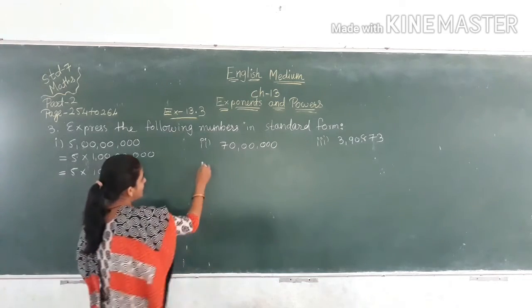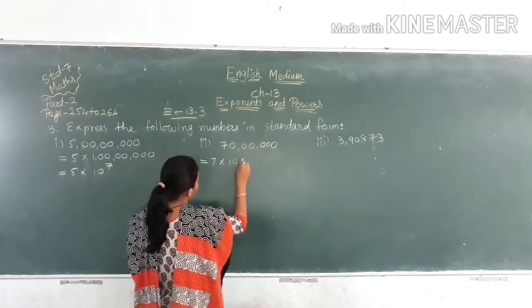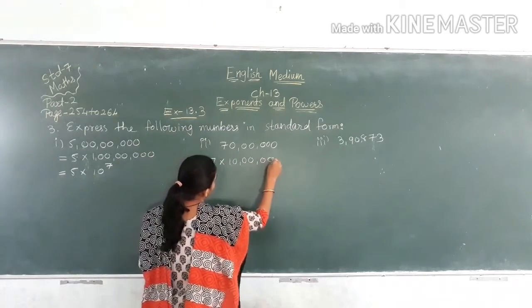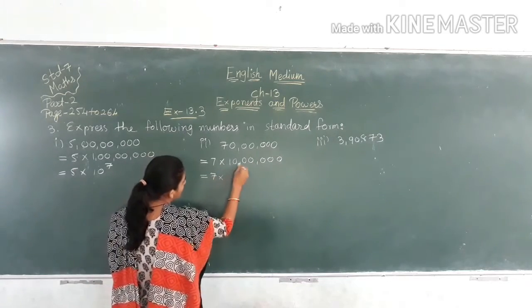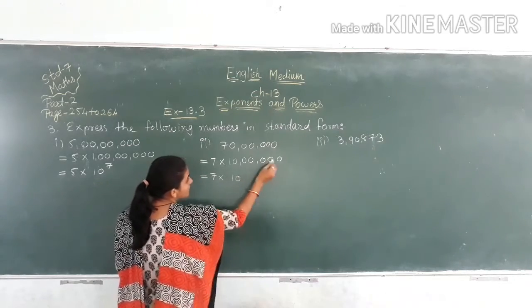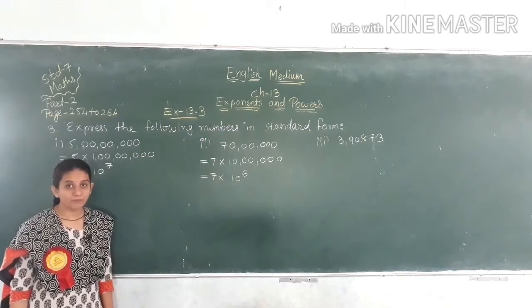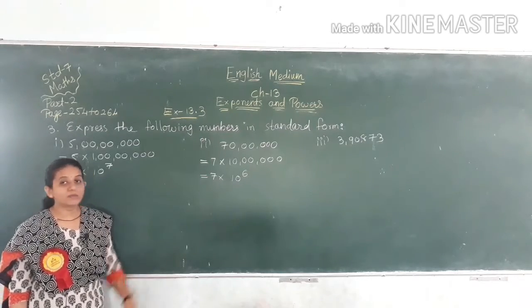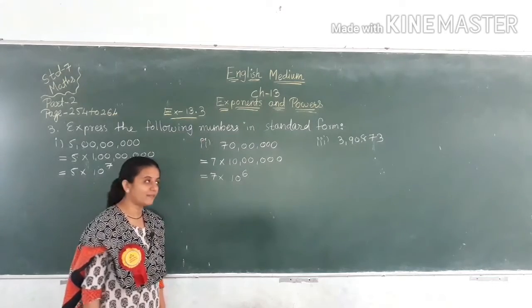Now here 70 lakh. So 7 multiplied by 10 lakh. So 7 multiplied by 10 raised to the power of 6. This form is called the standard form of 70 lakh.